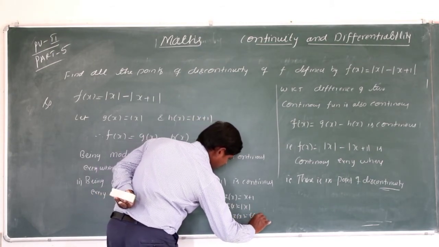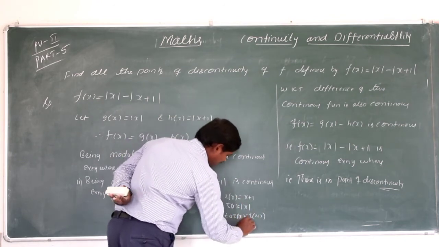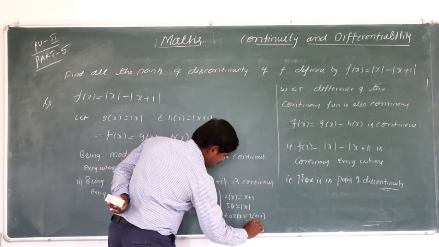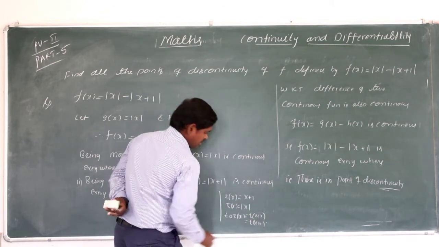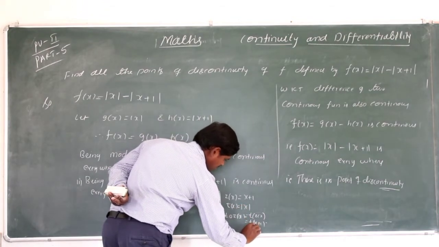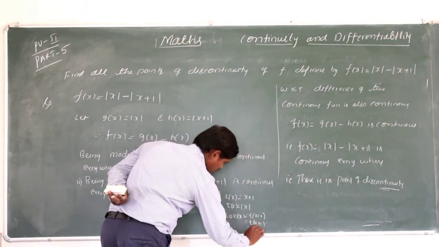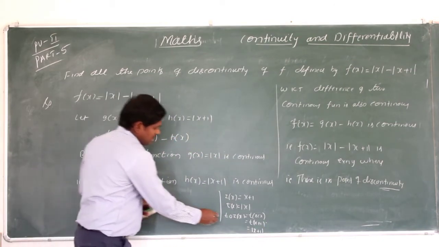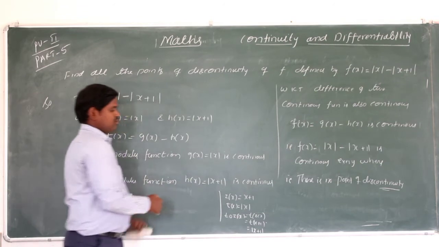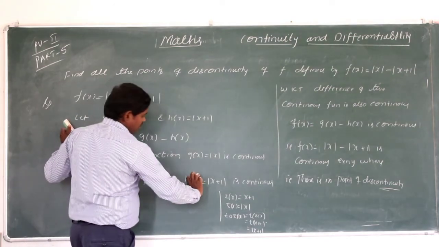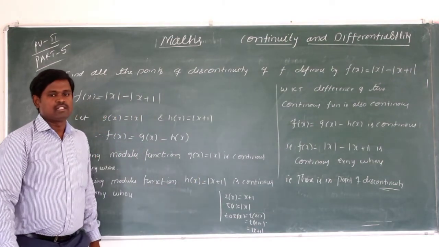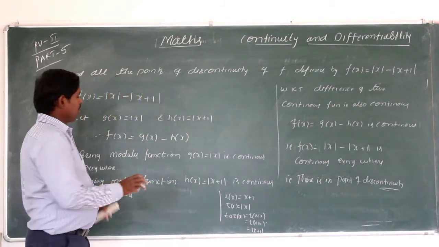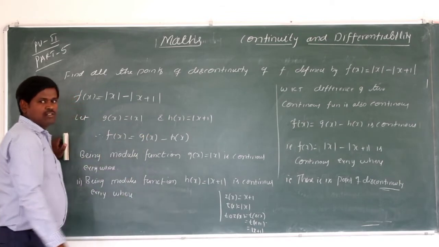So t of z of x is equal to what? x plus 1, since t of x is equal to mod x. Therefore, this is mod of x plus 1. So it is a composition function. We already know that if f is continuous and g is continuous, then the composition of f and g is also continuous.